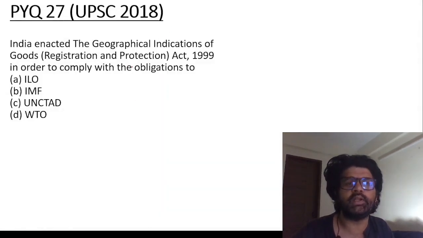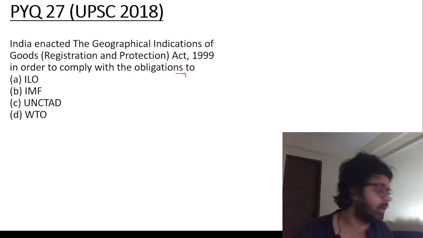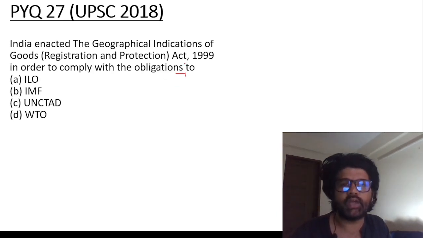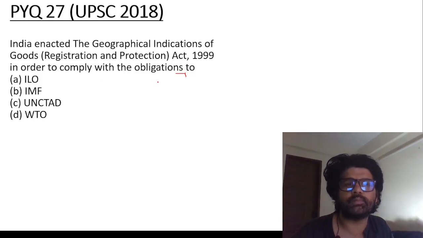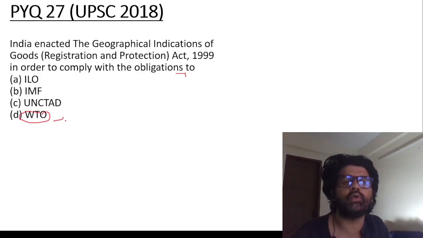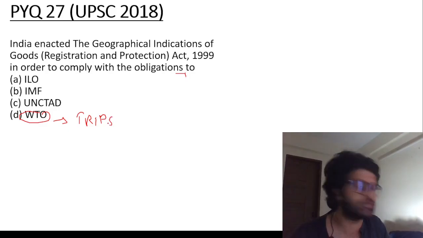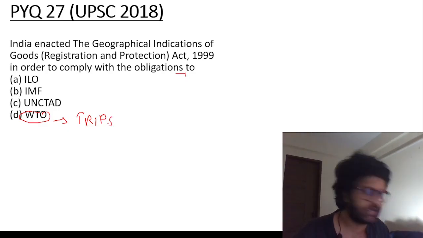PYQ 27, UPSC 2018. Now this I did not tell you, so you have to use your pre-existing knowledge to solve this particular question. Try to do it and become a really good boy or really good girl. So GI Tag Act 1999 was basically to comply with WTO and its TRIPS obligations, trade related aspects of intellectual property rights. Very good. D.